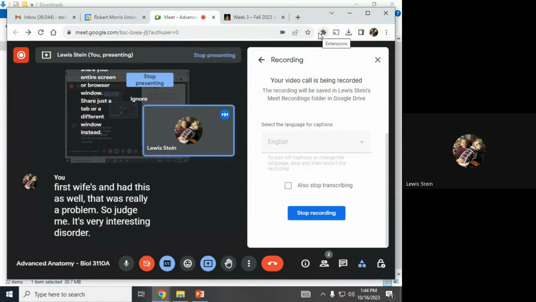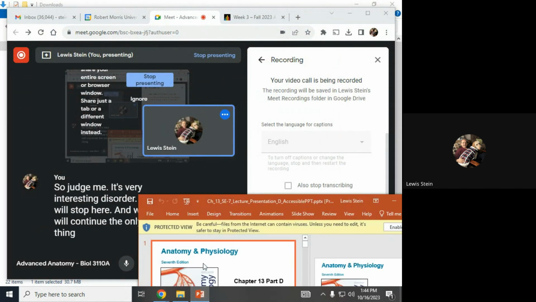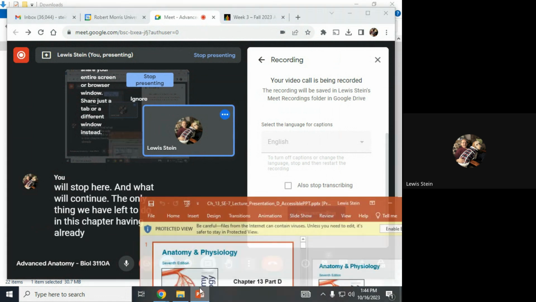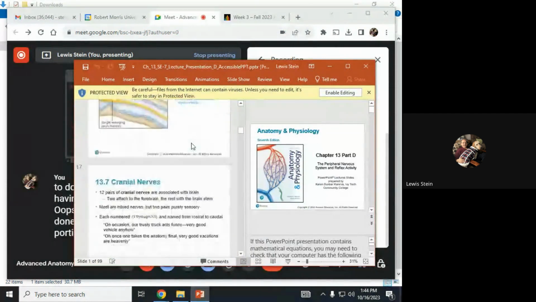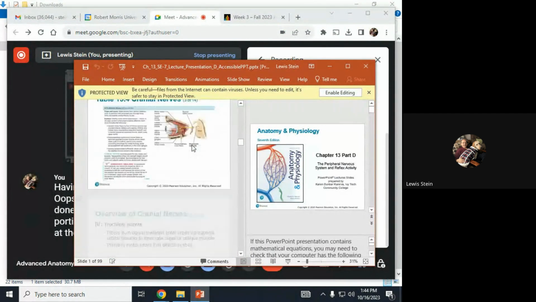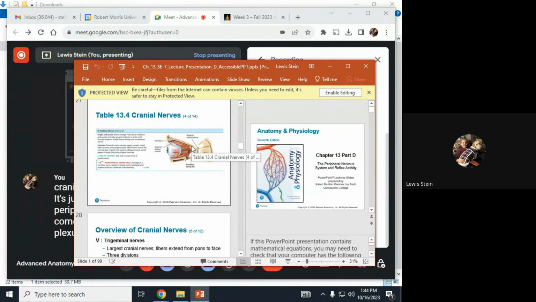We will stop here. The only thing we have left to do in this chapter, having already done the cranial nerve portion, is just to look at the peripheral nerves that come out of the nerve plexuses. And we're done with that. So on Wednesday we'll be able to complete that and start the heart.